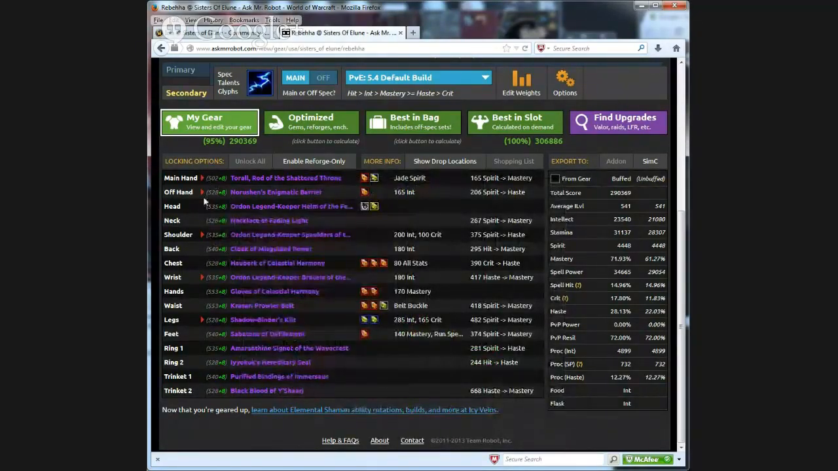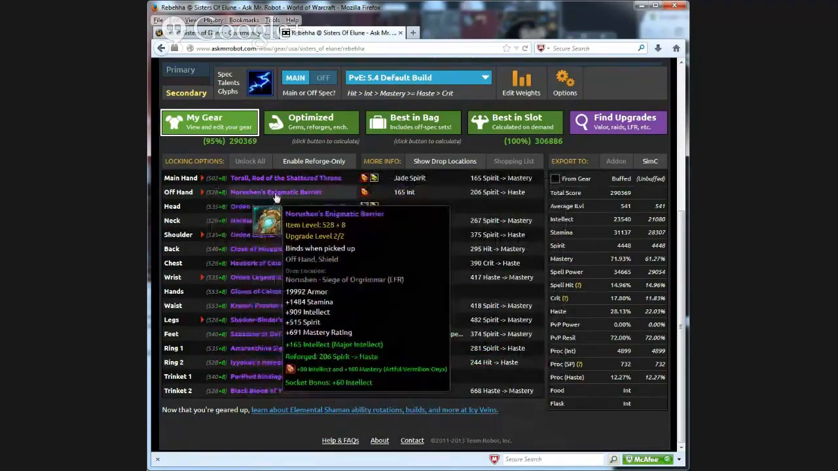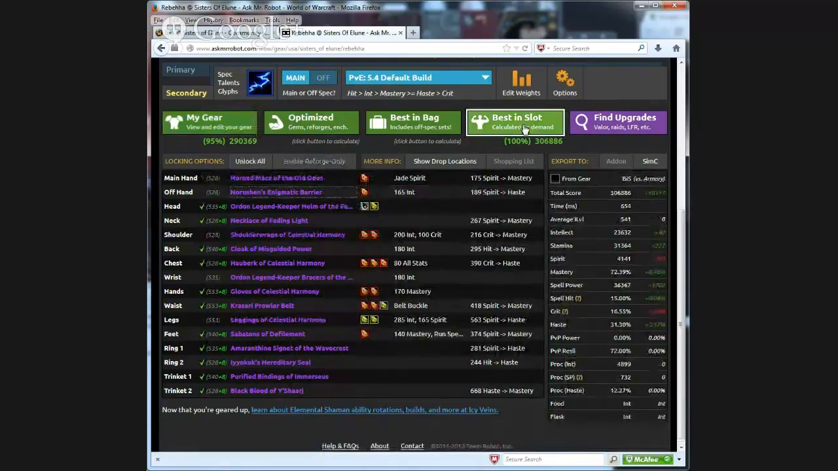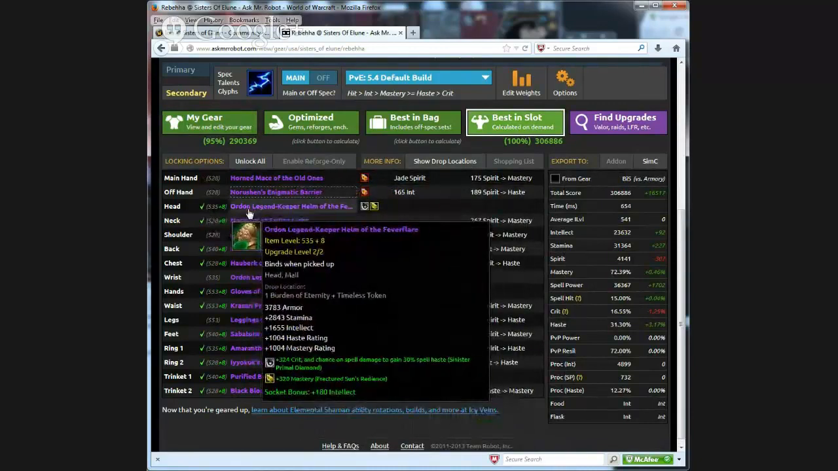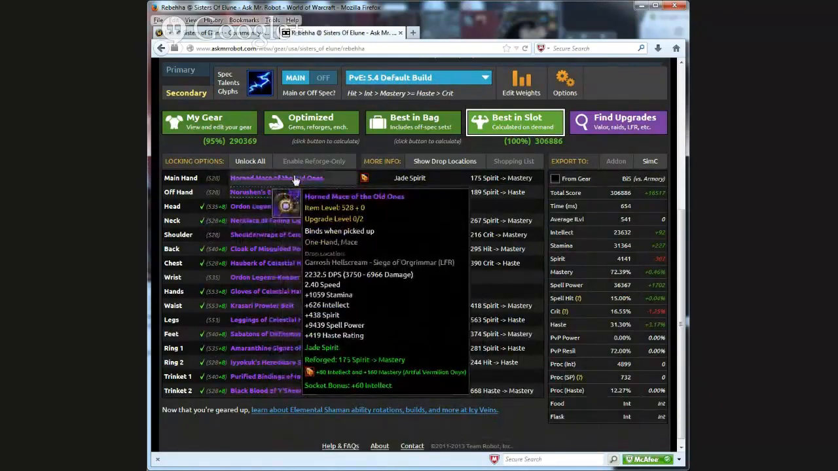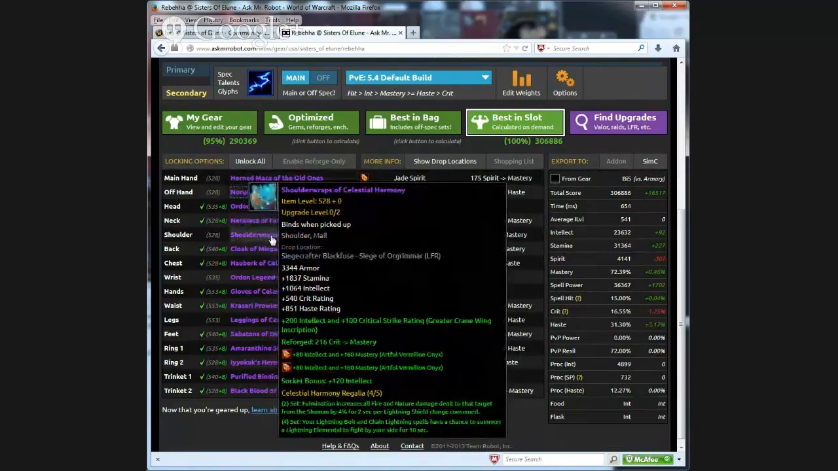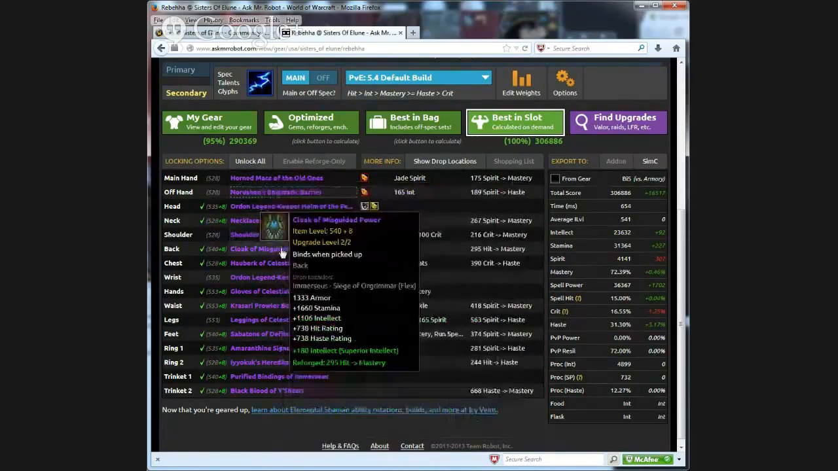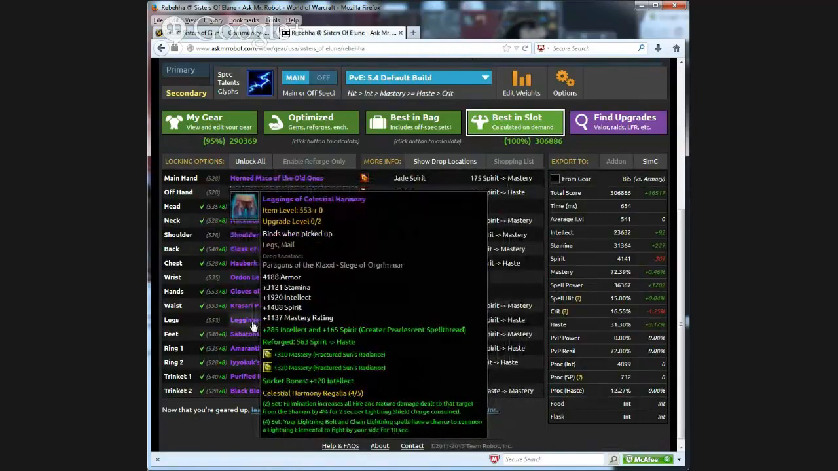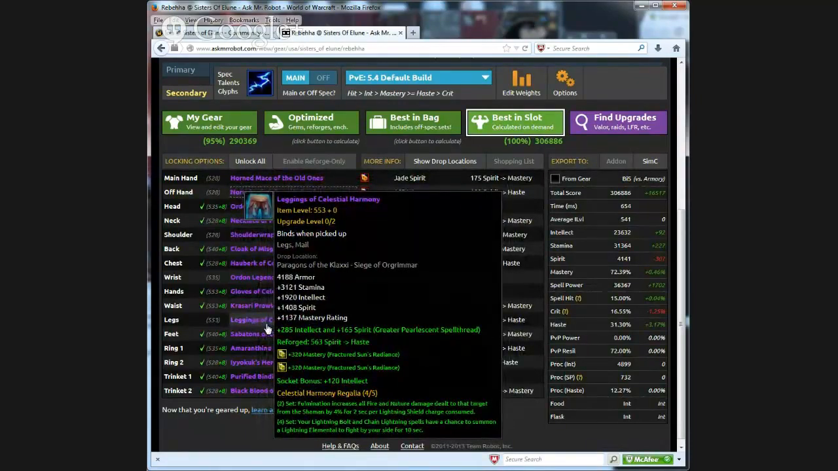Okay, well, next to my offhand it doesn't show the arrow anymore. It is next to my main hand, shoulder, wrist, and legs. And when you go back to the best in slot, it'll tell you what I need to get there, for this particular build, because if I change the variables, the build will be different. For my main hand, it says Horned Mace of Old Ones, and for my shoulder, it says Shoulder Wraps of Celestial Harmony. For my wrist, it says Orden Legend Keeper Bracers of the Fever Flare, and for my legs, it's going to be that tier piece, Leggings of Celestial Harmony.